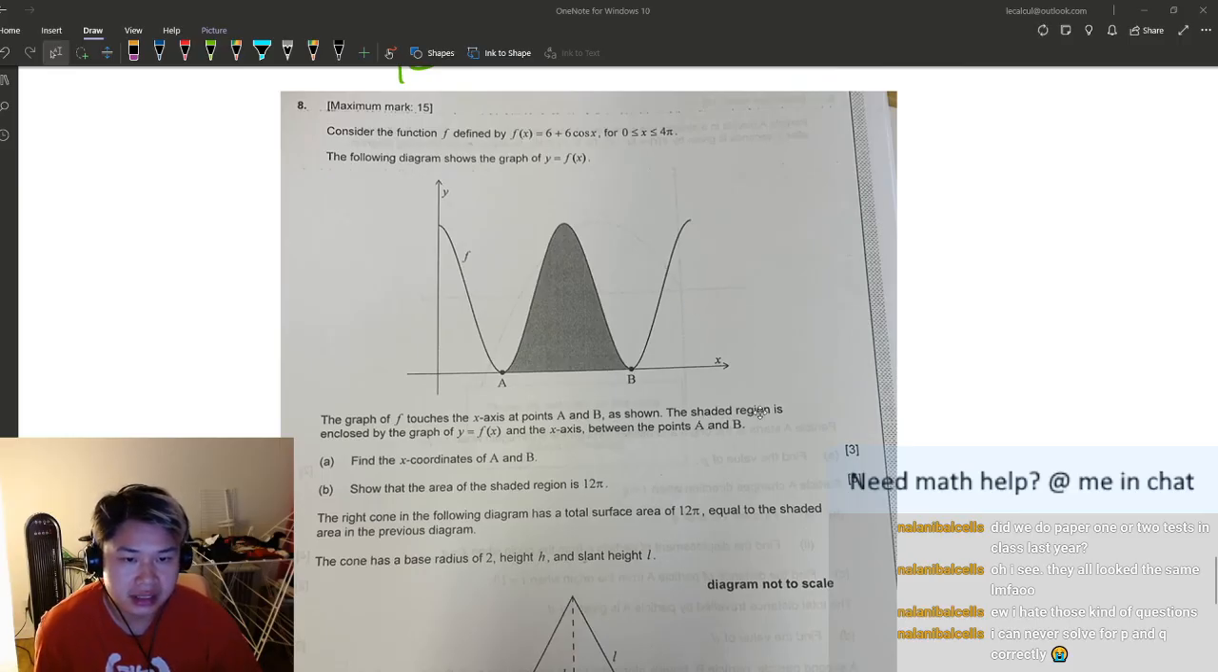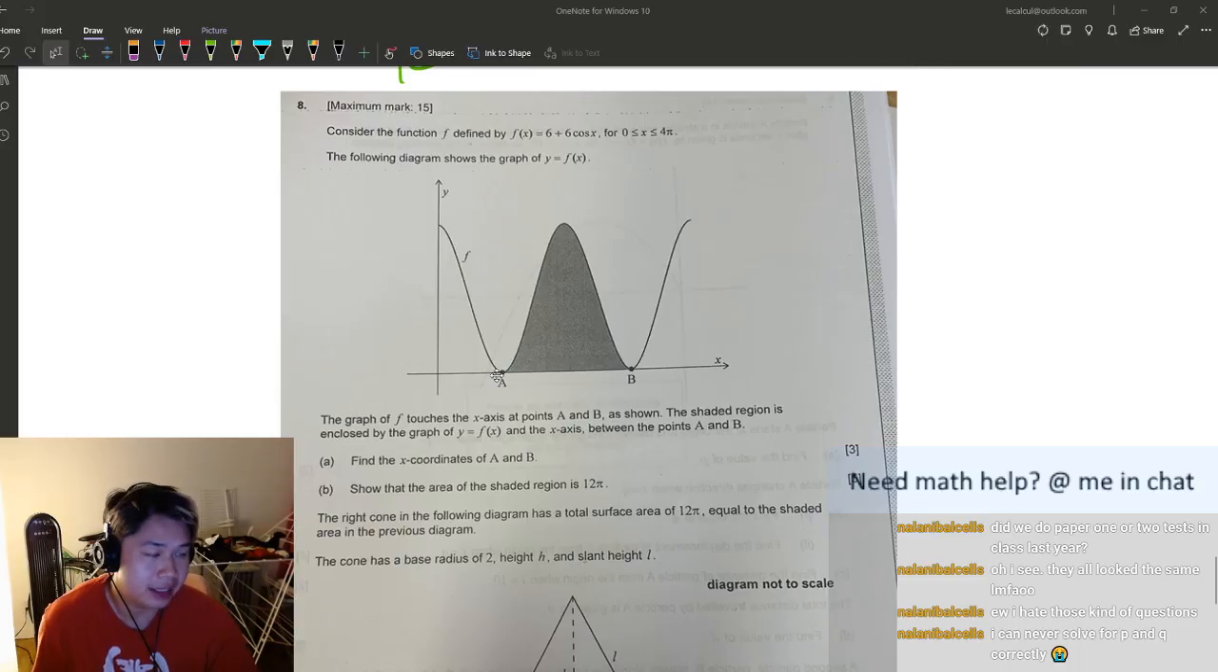Okay, the shaded region is enclosed in this graph right here between points A and B. Find the coordinates of A and B. If you look at this equation, the period of this function is 2 pi. It's graphed from 0 to 4 pi, and there are very clearly 2 cosine waves, because this is a cosine equation.